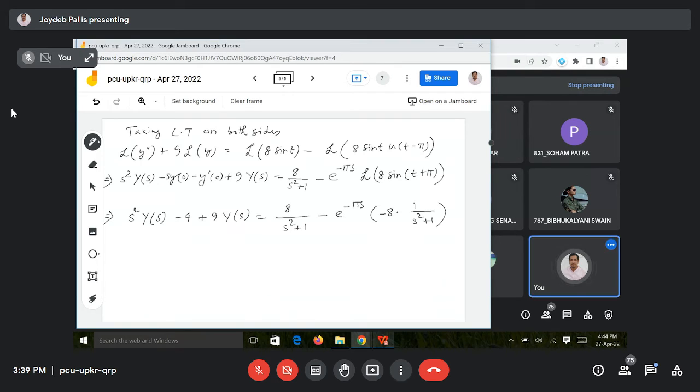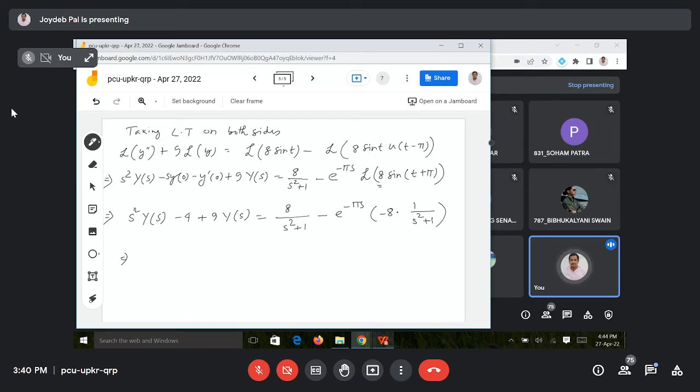Look, 8 is common. You can take it outside the Laplace transform. So it is 8 into Laplace transform of sin(t+pi). And sin(t+pi) means minus sin t. Do you agree? यस सर, यस सर. So it is basically what? 8 into, अब वो माइनस जो है वो बाहर आ जाएगा. So minus 8 into Laplace transform of sin t. क्या हो जाएगा? Minus 8 into 1 by s² plus 1.